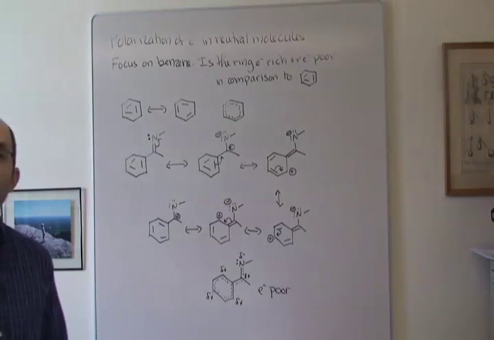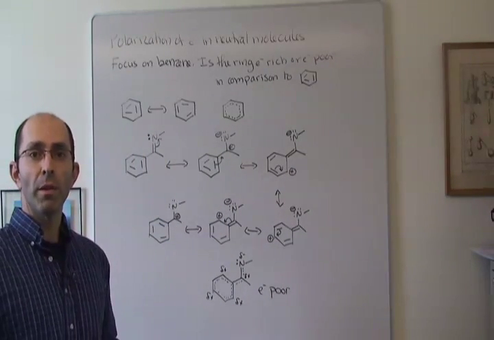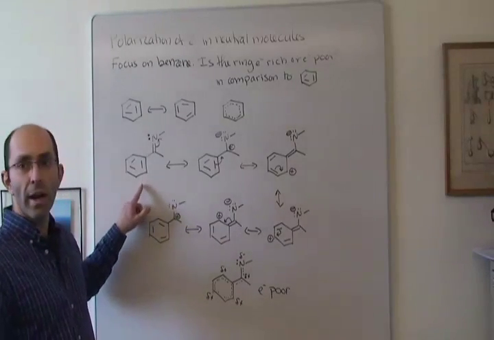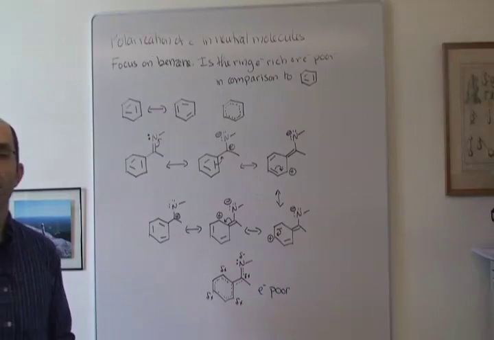All right, and so when you're doing these problems, try to figure out whether the benzene ring is electron poor or electron rich based on the substituent that's attached to the ring. And we'll talk more about this in class tomorrow.